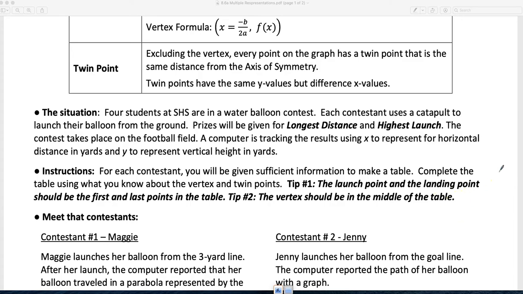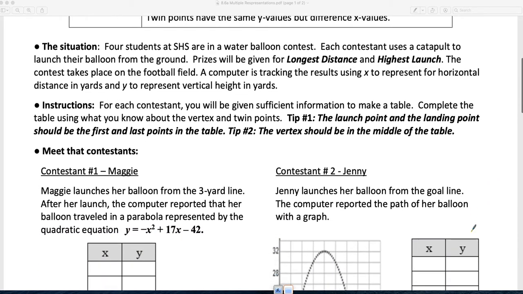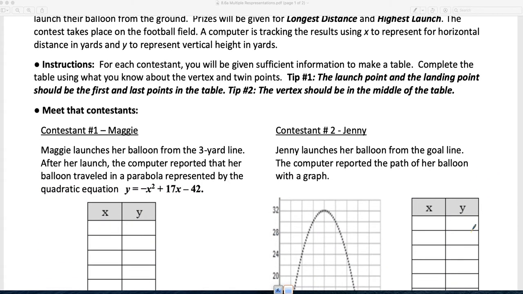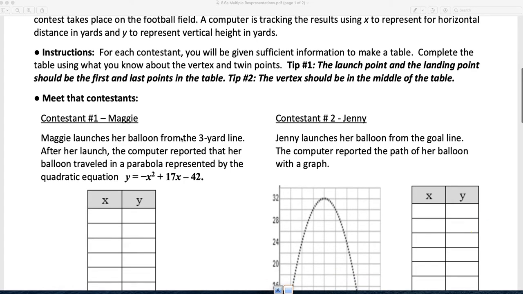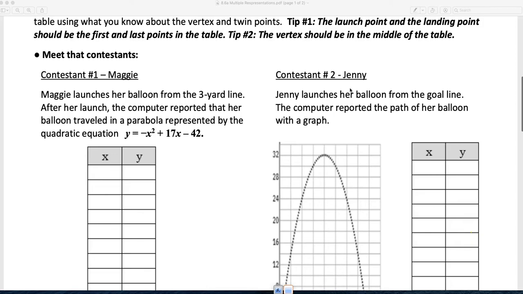All right, meet the contestants. We have 4 contestants. I'm not going to go through this whole thing with you. You're going to come back and do it, but I want to make sure you know what you have to do. We have Maggie. You're going to read this information, and Maggie has an equation. We have Jenny. You're going to read this information. Jenny doesn't have an equation, but Jenny has a graph.